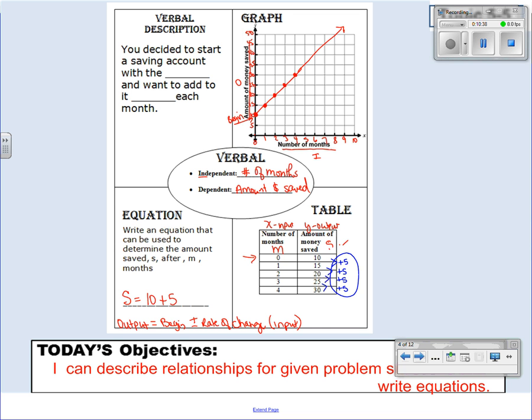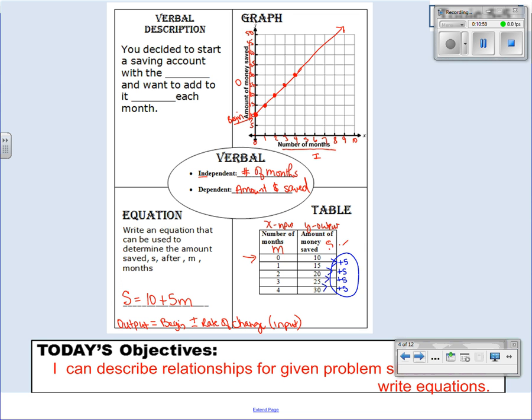Then we need to multiply by our input. Our input is the letter M. We have come up with our equation. Now let's go back and fill in the verbal description. Some of you may have been able to do this sooner. You decided to start a savings account with the blank and want to add to it blank each month.